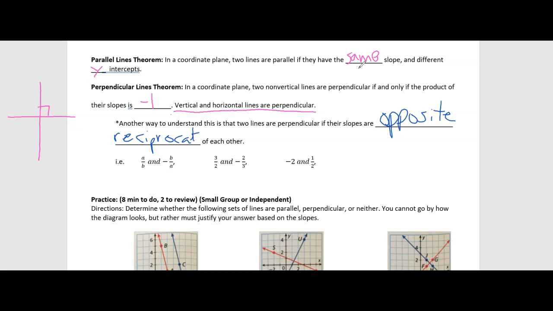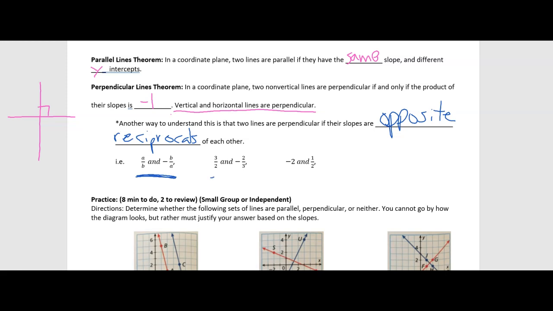Opposite reciprocals. So what this means is that if we look here, their slopes are going to be flipped. The numerator becomes a denominator, the denominator becomes a numerator, and you change the sign. The opposite part means change the sign. The reciprocal part means flip the fraction.